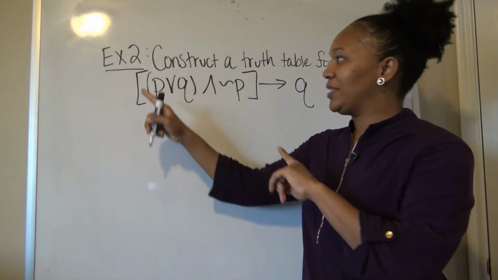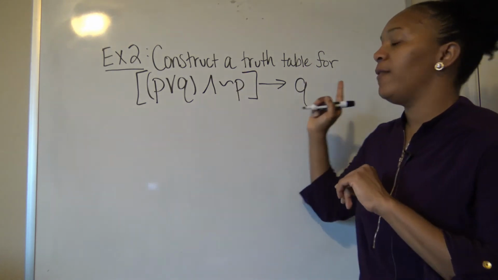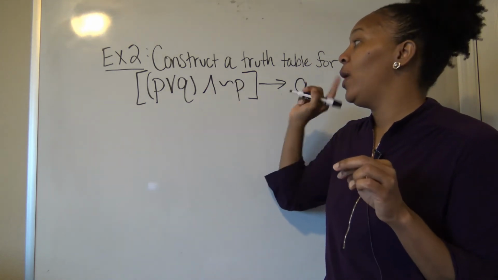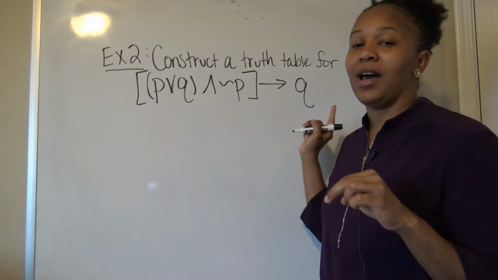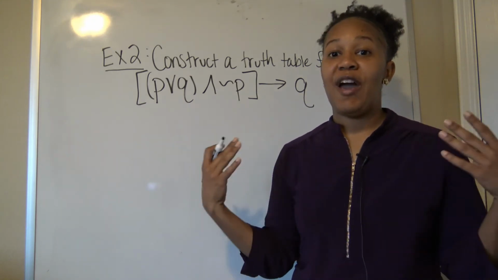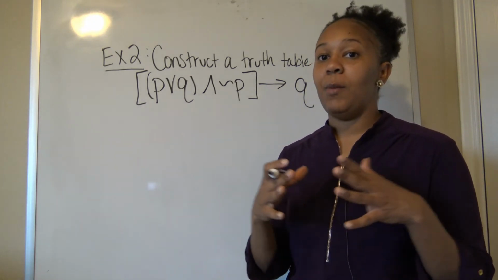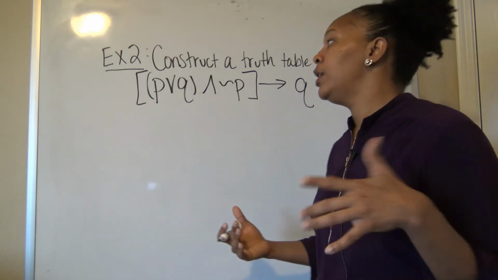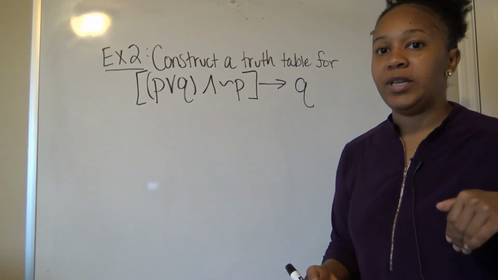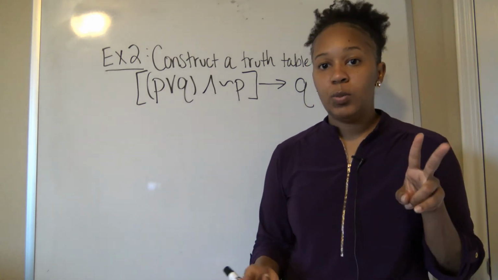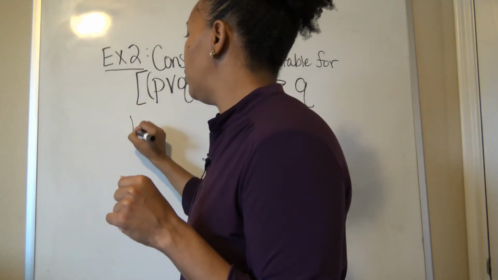Okay, we're going to do another truth table. In this example, example 2, we're going to construct a truth table for P or Q and not P implies Q. So now we have two simple statements, but there are multiple compound statements in here that we have to go through and break down piece by piece. Since there are two simple statements, we'll start with the P and the Q.